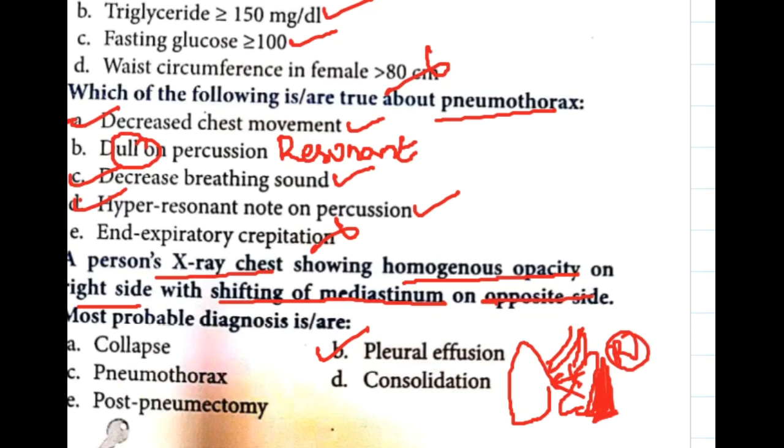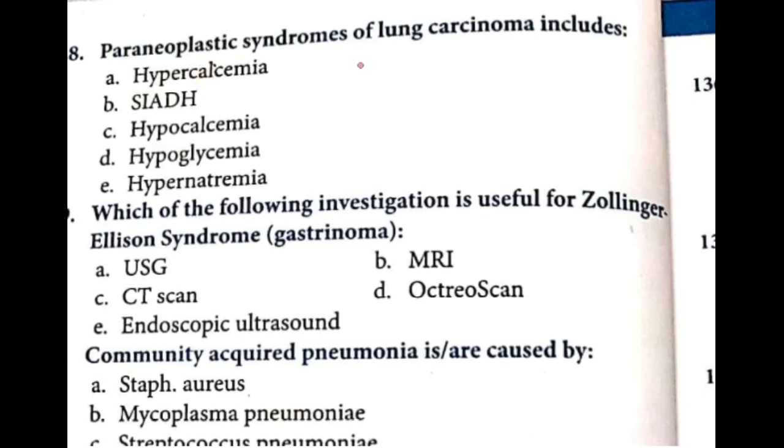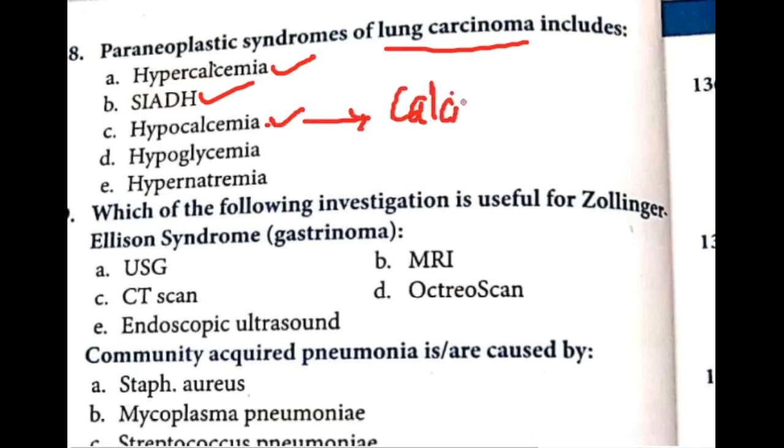Next question. Paraneoplastic syndromes of lung carcinoma include hypercalcemia, SIADH, and hypocalcemia also. The hypocalcemia is because the lung cancer produces calcitonin, and hypercalcemia is because the lung carcinoma produces parathyroid hormone related peptide. Right? Next question.